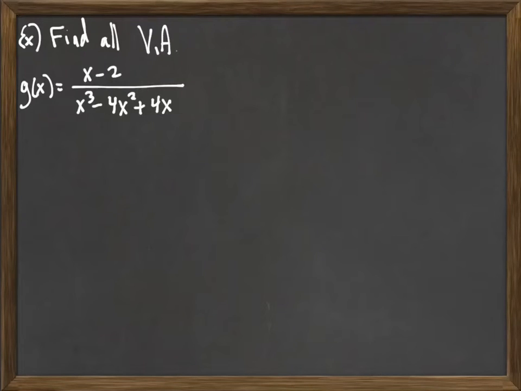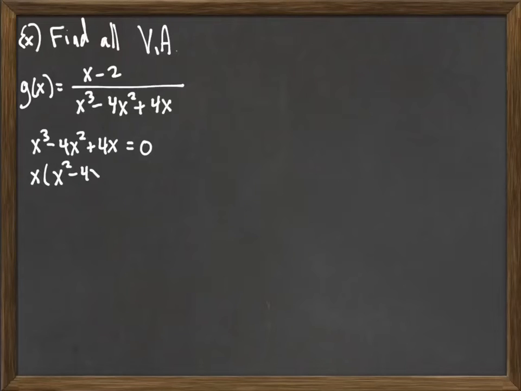So the first step is still the same. We need to figure out where our potential vertical asymptotes are, and those are going to be where the function is dividing by 0. So x cubed minus 4x squared plus 4x equals 0.